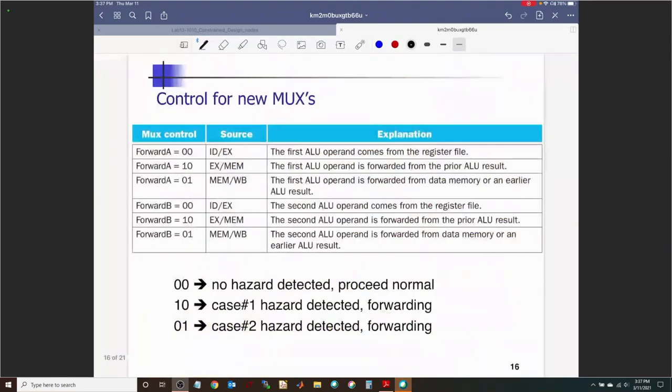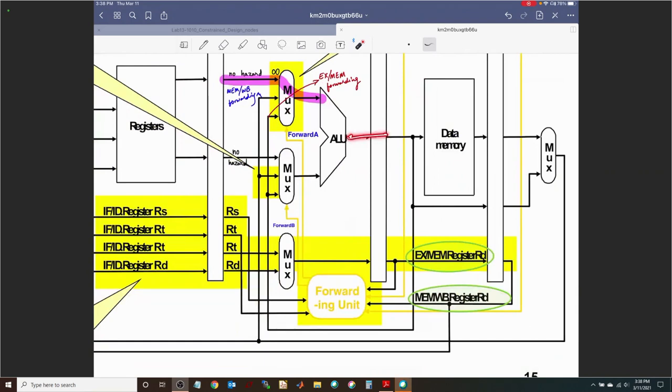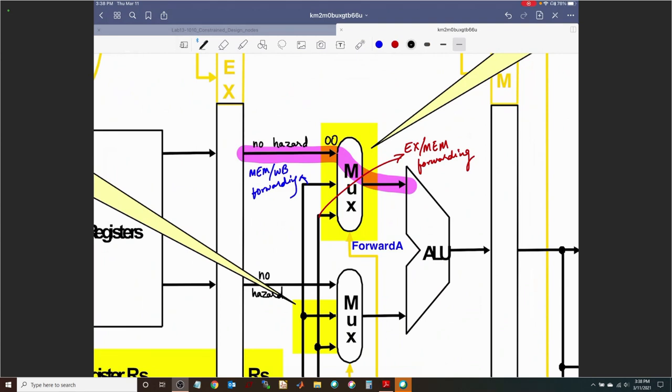Next one, when forward A, the control lines are 10. 10 means you have detected case number 1, which is the X hazard, the execute hazard. So case 1 hazard is detected. You need to do forwarding. What kind of forwarding? Execute slash mem forwarding. So now the first ALU operand is forwarded from the prior ALU result, right? Just one prior. Whatever the ALU result was from the prior one, it was stored in the execute memory pipeline register. Take that and then forward it. So that would be 10, right? So if I wrote 00 over there, this would be 10. And of course, the other one would be 01. There's no 11 because we don't need it. We don't need the last one. So 00, no hazard. 10, X hazard. 01, memory hazard.